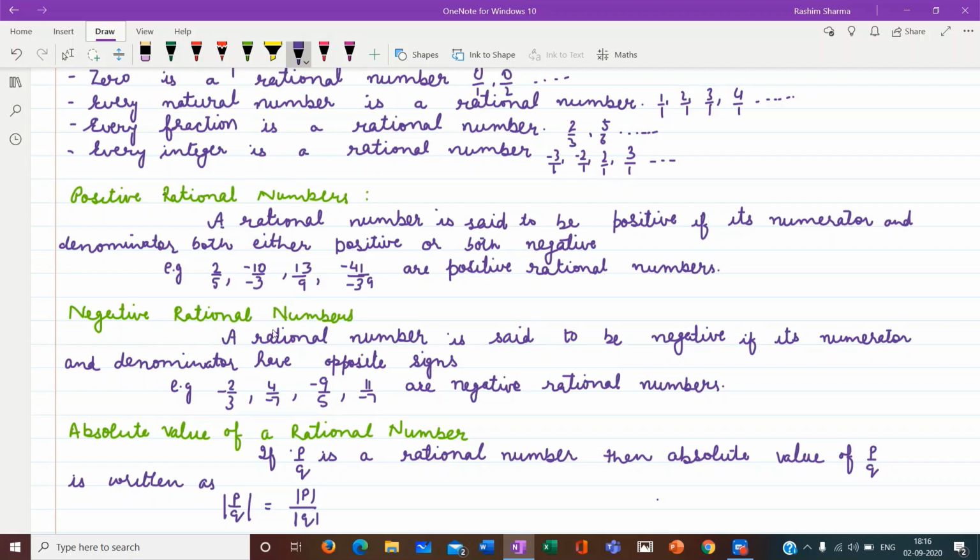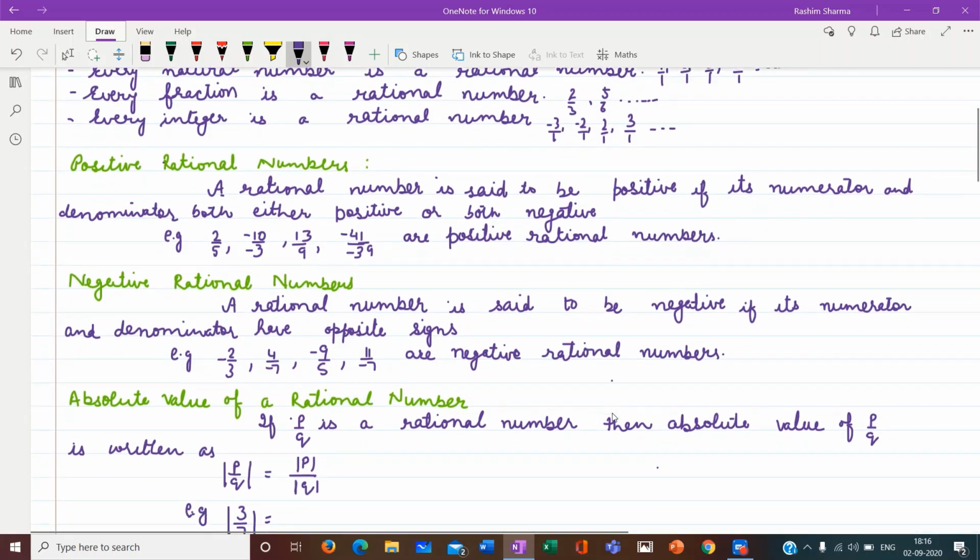Next we have negative rational numbers. A number is said to be negative if its numerator and denominator have opposite signs. Minus 2 upon 3, 4 upon minus 7. So the negative sign can be with the numerator or with the denominator, but one will be positive and one will be negative. Then we will have negative rational numbers.